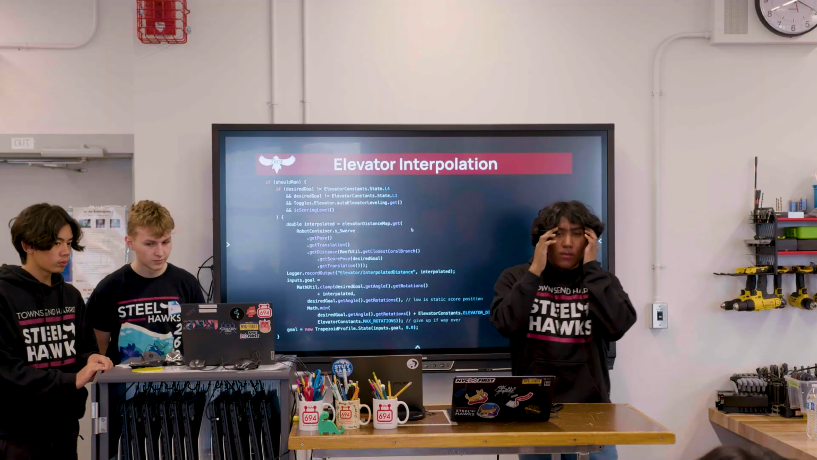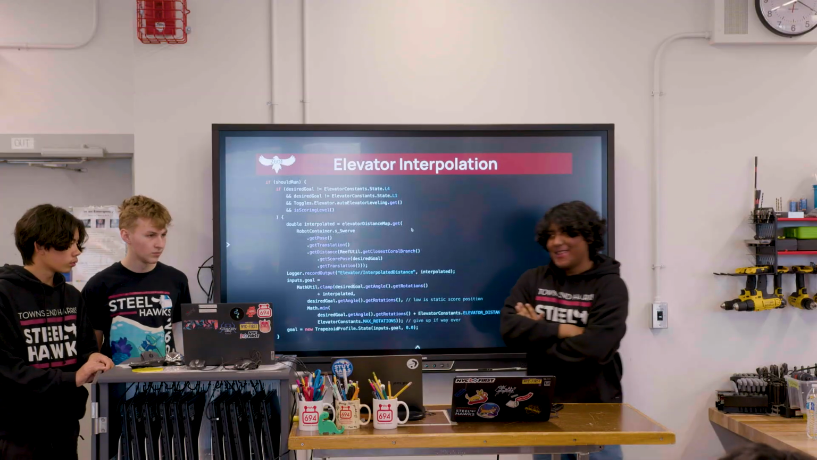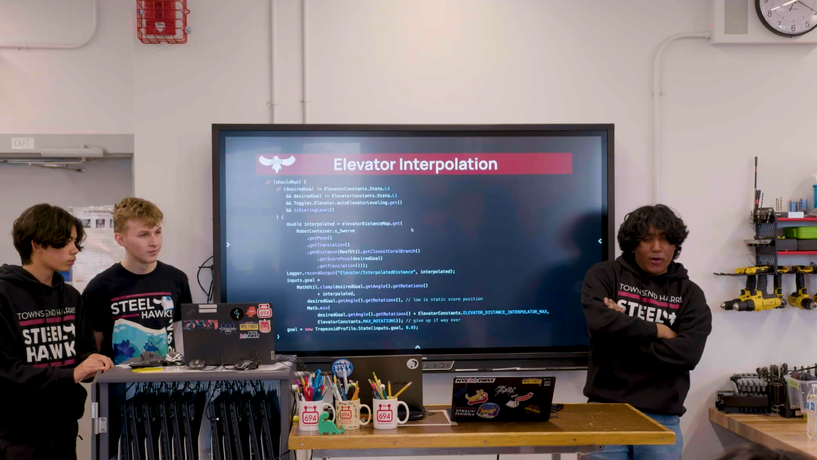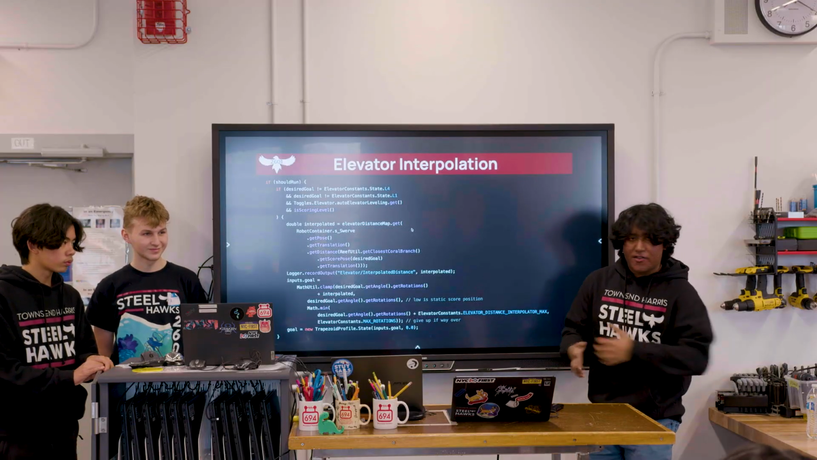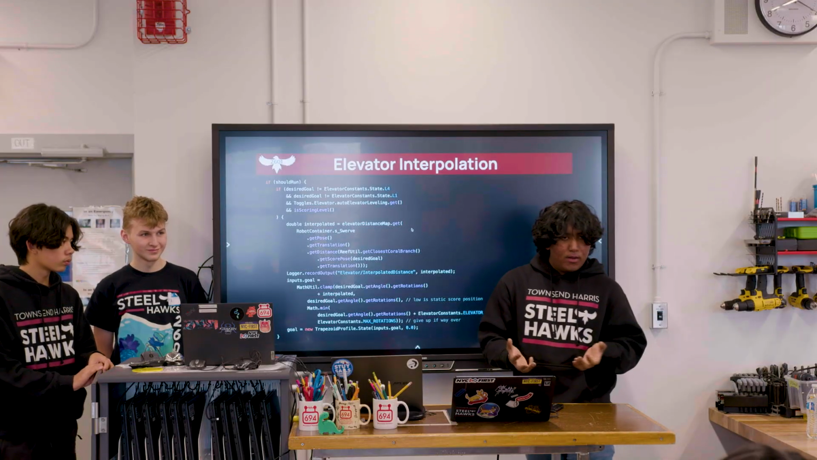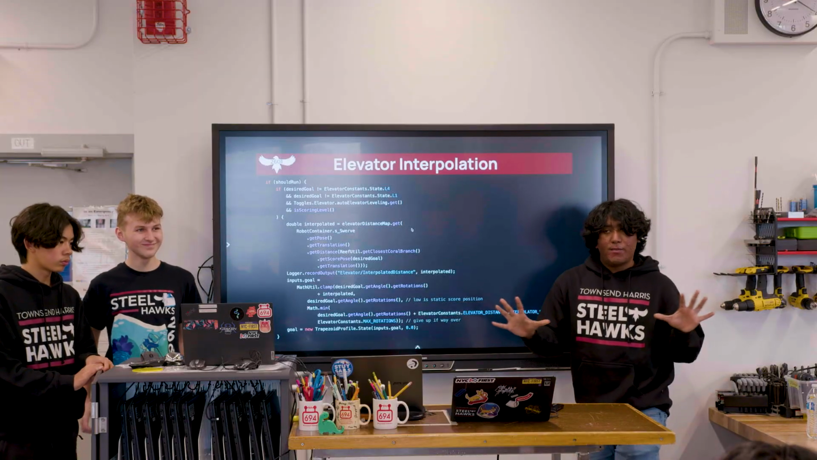How do you implement getClosestCoralBranch? Well, you can always look at the code, but that's not the scope of this presentation. We're just trying to get a general idea of some of the things we did. But you're always free to look, our code is always public.